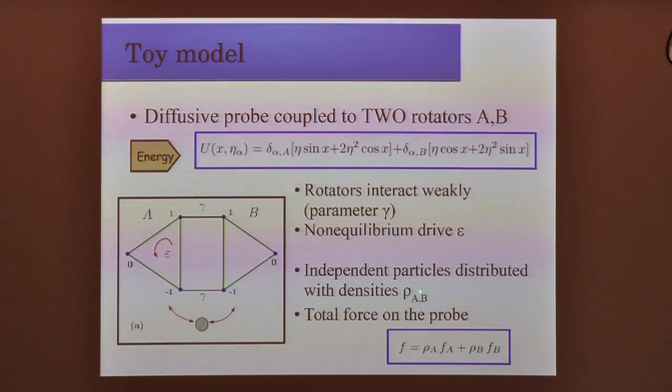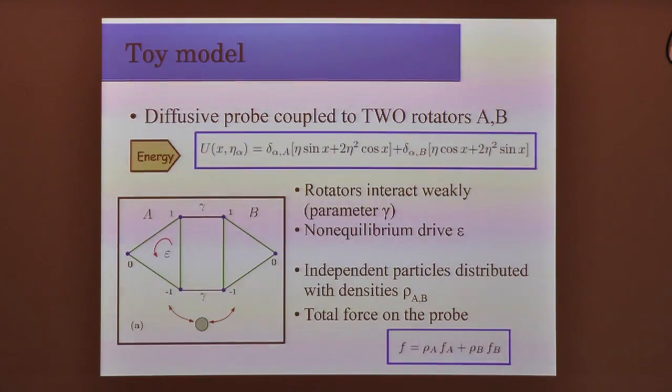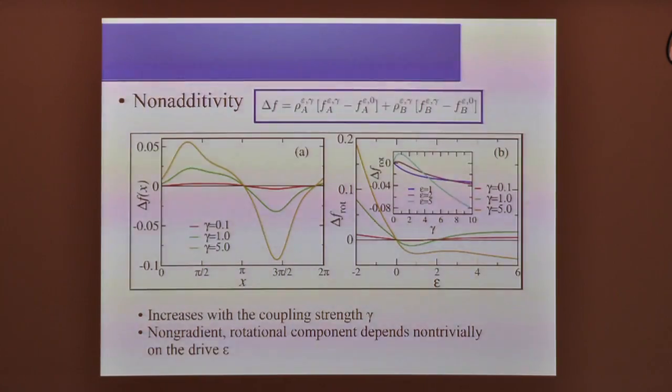For the densities rho A and rho B, because these energies are different, there would be some density rho A and rho B, which are the probabilities that the particle is in part A or part B. So, the total force is given by this sum, and we define a measure of non-additivity, which is basically the difference of this force when the coupling gamma is 0, so when we have two completely disconnected media, and when we have a weakly interacting set.